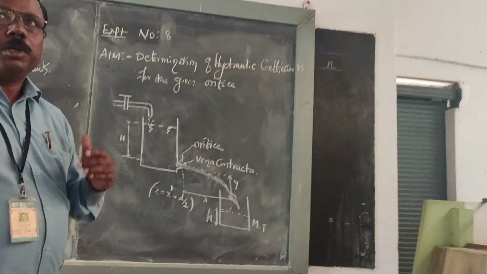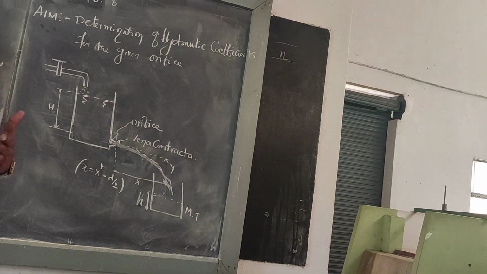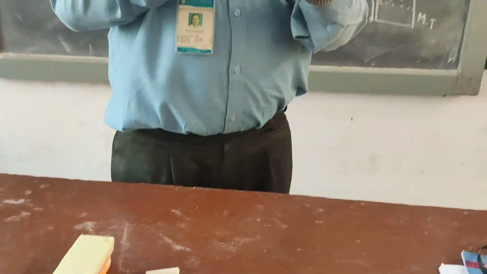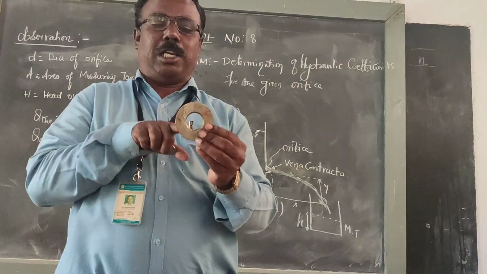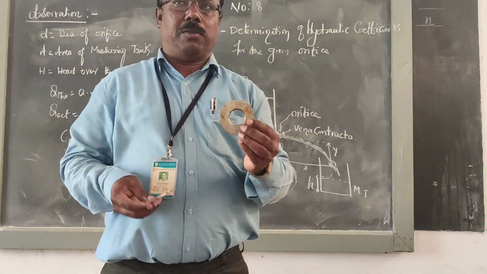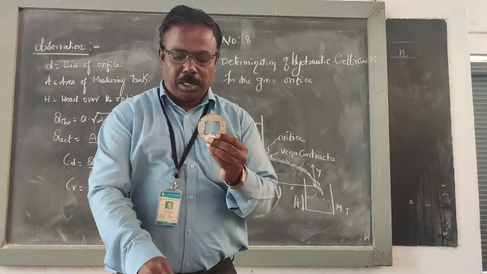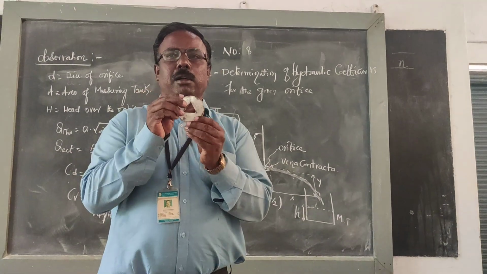Coming to the different shapes of the orifice, we are going to use orifices like this. As per the shape, this is the circular orifice, this is the rectangular or square orifice, and this is the triangular orifice.